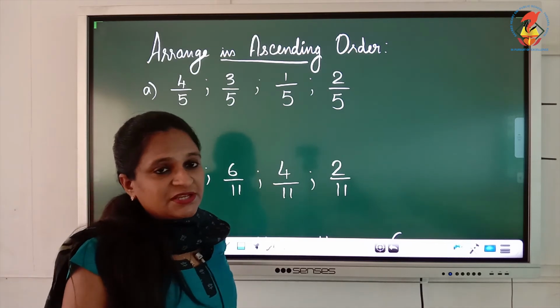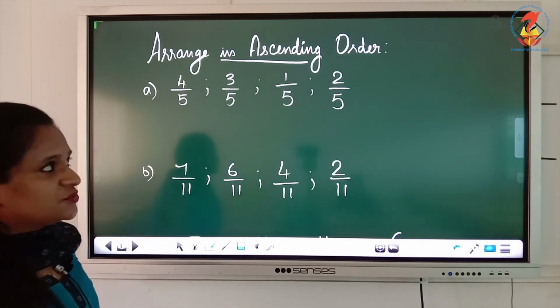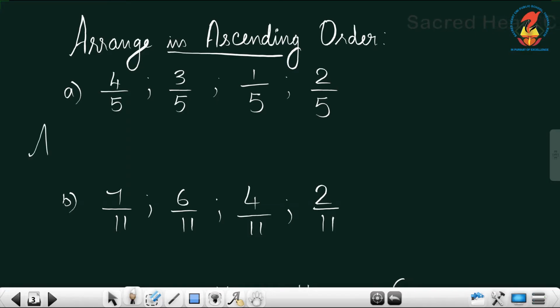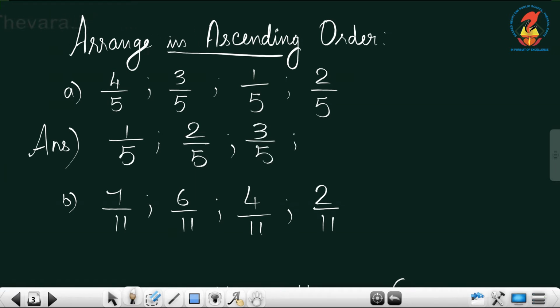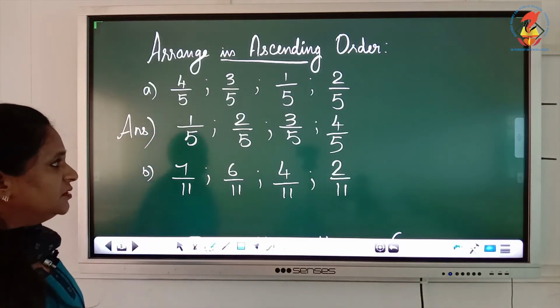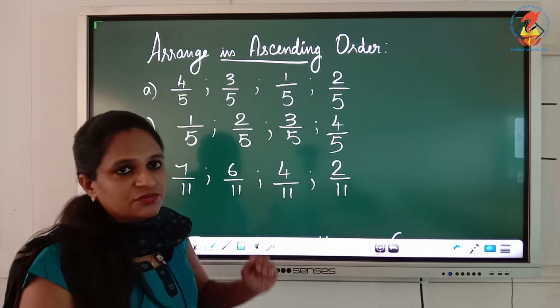For writing in ascending order, what you need to do? You have to write from small to big. So, let us write which fraction is the smallest one. You have to write in increasing order. So, the smallest fraction you have to write first, 1 by 5. Then, which one is a bit bigger? Yes, 2 by 5, 3 by 5, and then 4 by 5. This is how you write in ascending order and increasing order, that is from small to big.